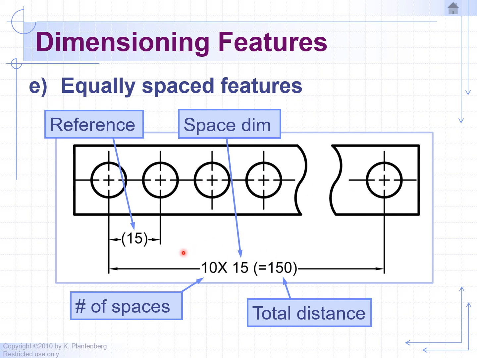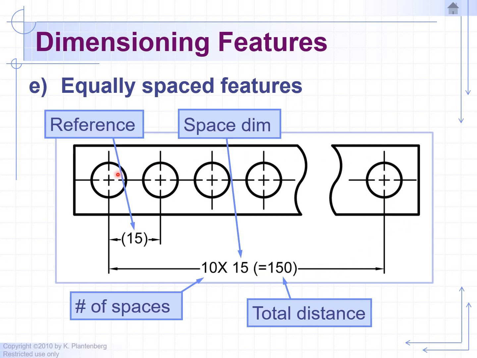I can tell by the way it's dimensioned. They're telling us, hey, we want to space these holes out by 15 units, let's say 15 millimeters. The overall pattern is not important. We just want a spacing of about 15. So 10 spaces, 1, 2, 3, and so on.